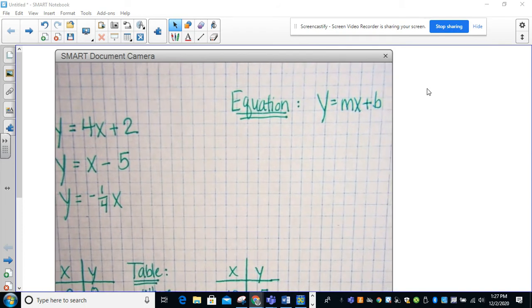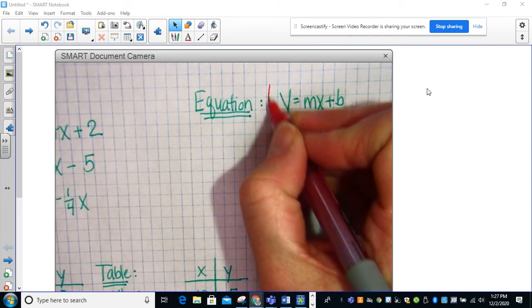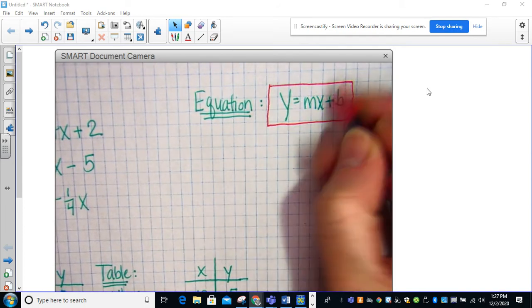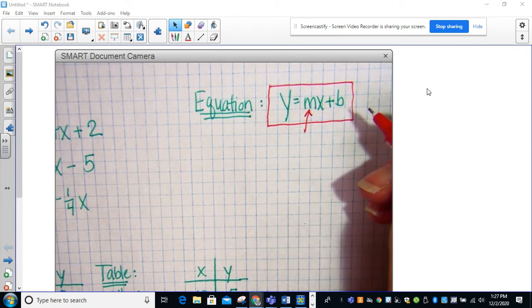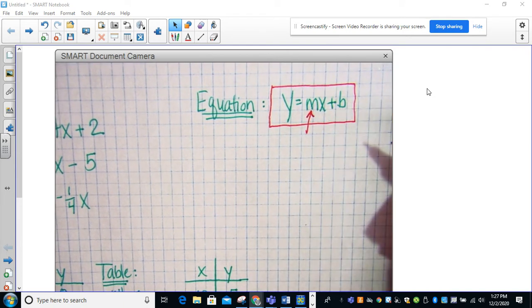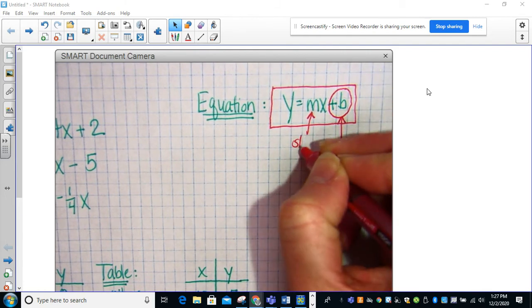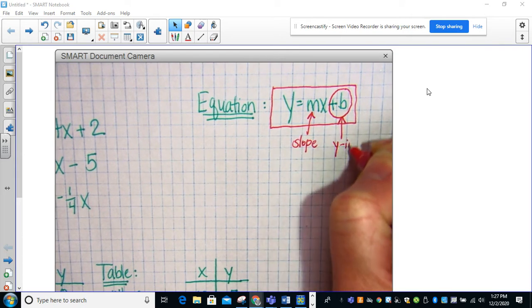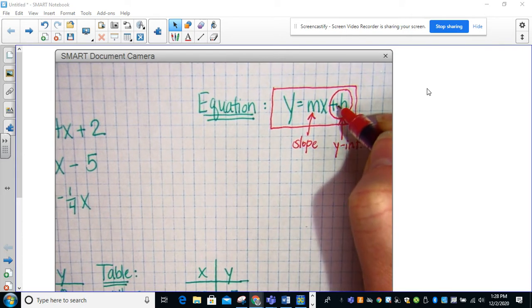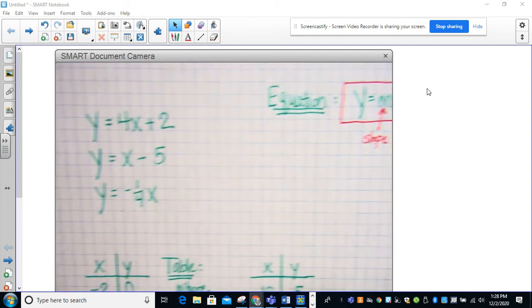So equations, right here is our form that we're used to, that we've been using. We've looked at m as the slope. It's the number in front of the x or with the x. This number on the end, this is your y-intercept. You have to pay attention and include the sign in front of it as well. So we're going to look over here at these.